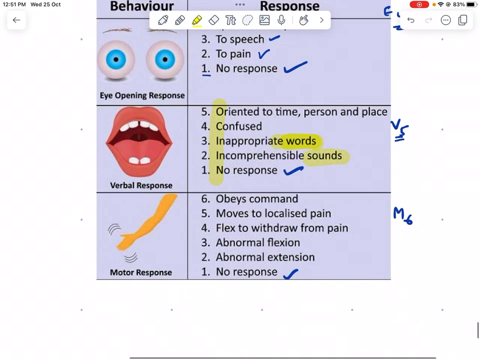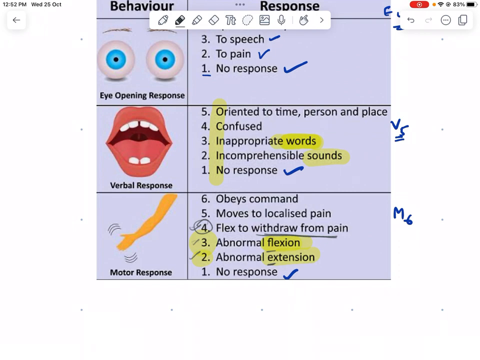Okay, and for the M6 we have to remember 3 is for flexion, 2 is for extension. Please remember 3 is for flexion, 2 is for extension, and 4 is for withdrawal from pain. And 6 is that he obeys commands, whatever you ask him, he moves his limbs. And for 5 the pain is localized. So we just have to remember these, 3, 2 and 4 only.